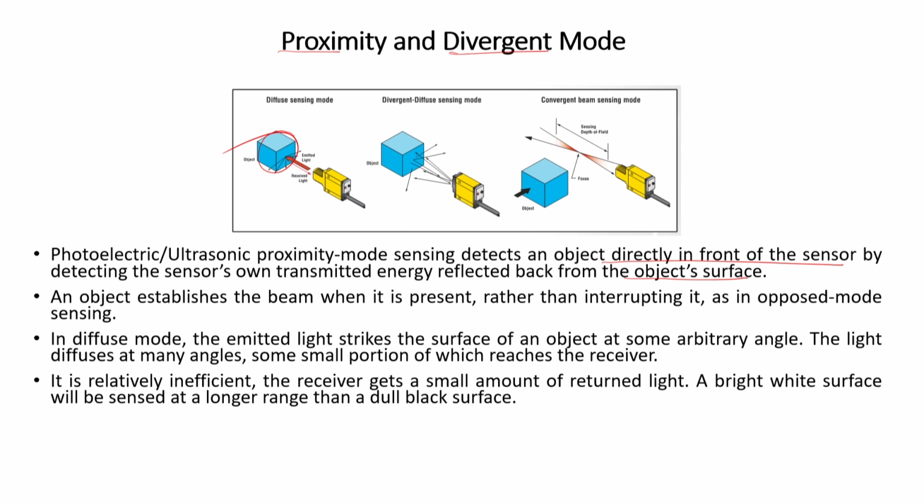Now, once the signal hits the object, it can either create a divergence like this, or you can also create a situation where the light is focused to a point and then you get a convergent beam sensing. So, in diffused mode, the emitted light strikes the surface of an object at some arbitrary angle. The light diffuses at many angles and some small portion of which reaches the receiver. But this is relatively inefficient, and maybe the better technique is to use convergent beam sensing, where it gets focused and then gets reflected from the object and goes back. So, you get a lot of reflections from the system.